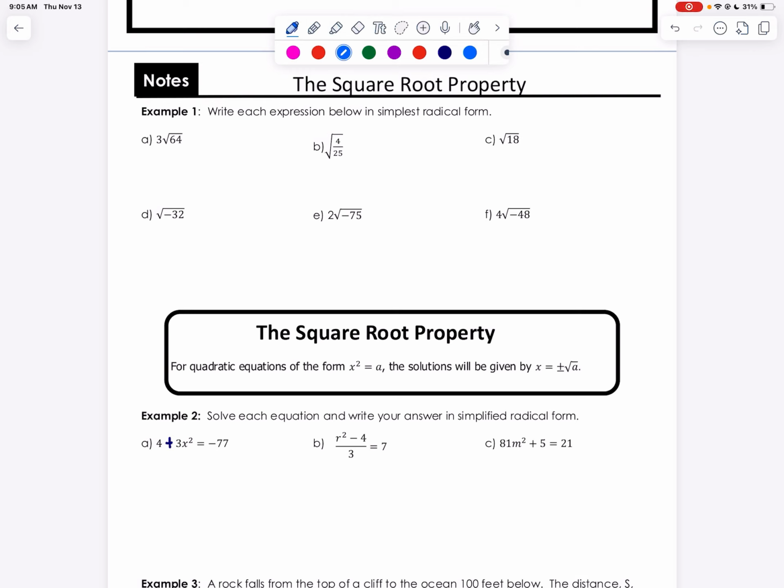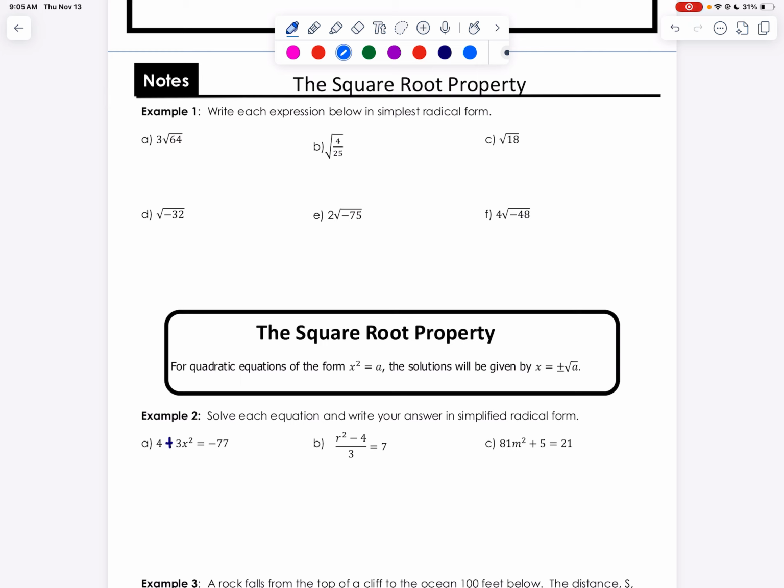In today's lesson, we will be solving quadratic equations using the square root property. Before we get into how to solve quadratic equations with the square root property, let's review how to simplify square roots. So in example 1, it says write each expression below in simplest radical form.